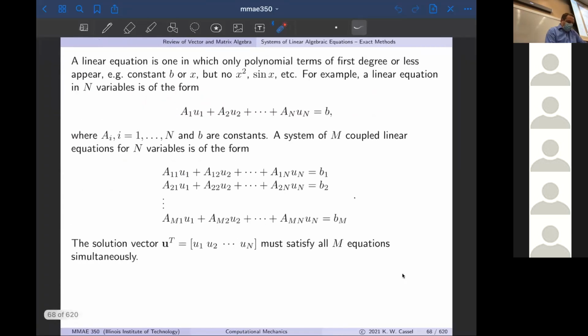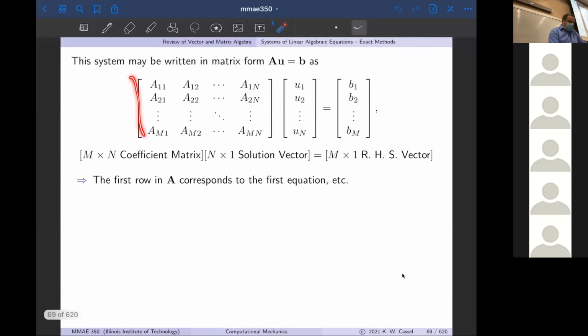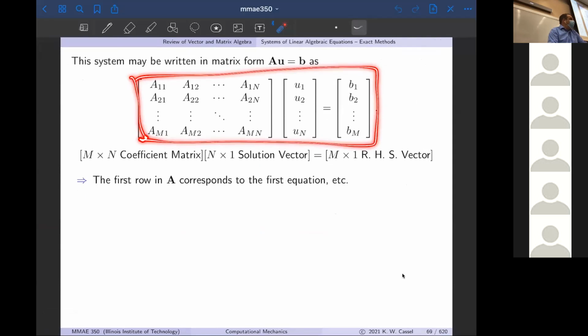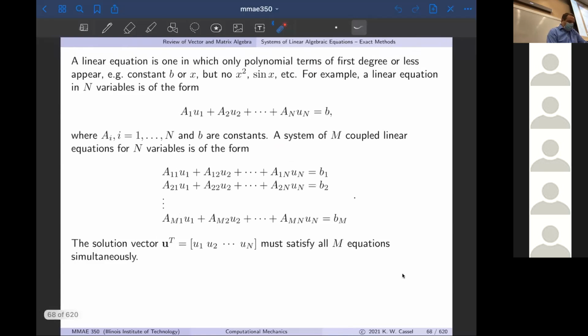So when you look at it written out in equation form like this versus matrix form like this, you can see the parallels, you can see the connection between them. And the numbering system, again, the first subscript indicates the row, the second subscript indicates the column. And that's why it was done that way in this notation here.